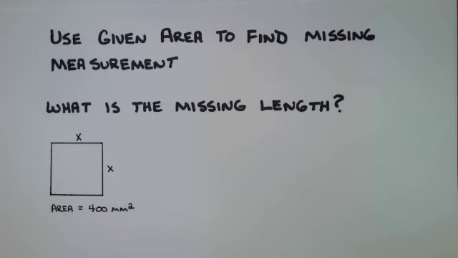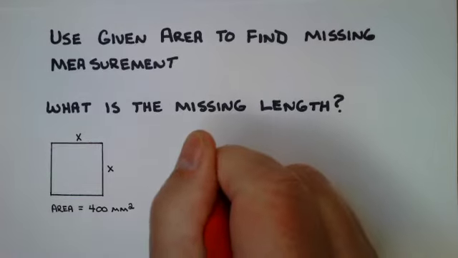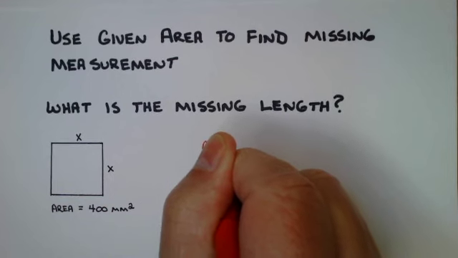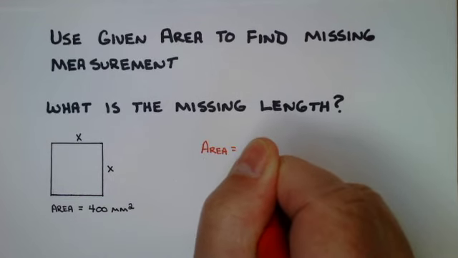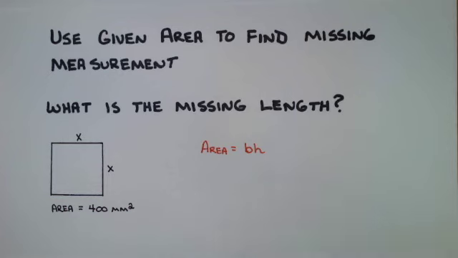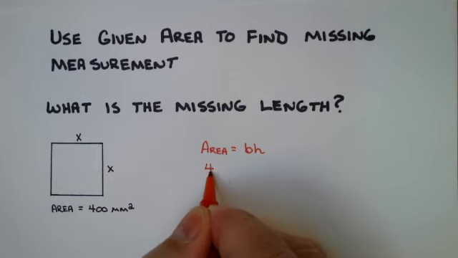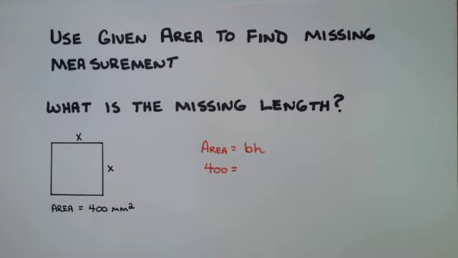First thing you need to identify is what type of shape this is. This is a square. So you need to write down how you figure out the area of a square. The area of a square is base times height. What I'm going to do next is plug in the information that I have into this simple formula. Do I know what the area is? Yes, it's 400 millimeters squared. I'm simply going to put 400 in that spot right there.